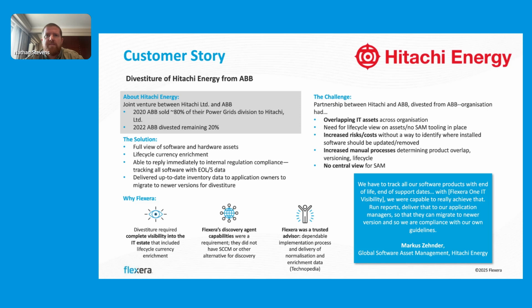Now, for them, it was all about overlapping IT assets, and the need to get lifecycle views, and there's increased risk and costs. Because of that lack of visibility, there's a significant manual process that was driving headaches within Hitachi, and also there's no centralized view. So what we were able to do with Hitachi is go in there, put in IT visibility, gave them that full view of software and hardware assets, with the Technopedia library, enhancing those assets with lifecycle currency information, which helped them satisfy the regulation compliance that they had.